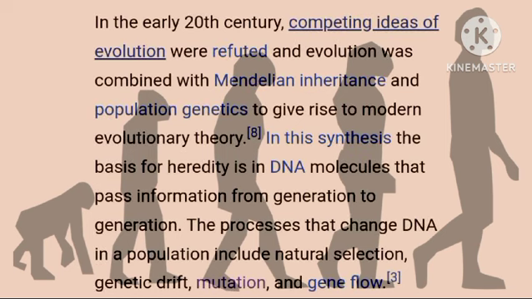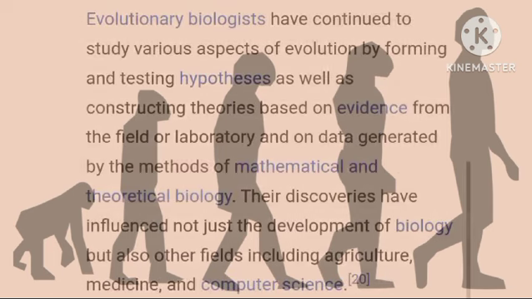In the last century, competing ideas of evolution were refuted and evolution was combined with Mendelian inheritance and population genetics to give rise to modern evolutionary theory. In this synthesis, the basis of heredity is in DNA molecules that pass information from generation to generation. This process involves changes in DNA.